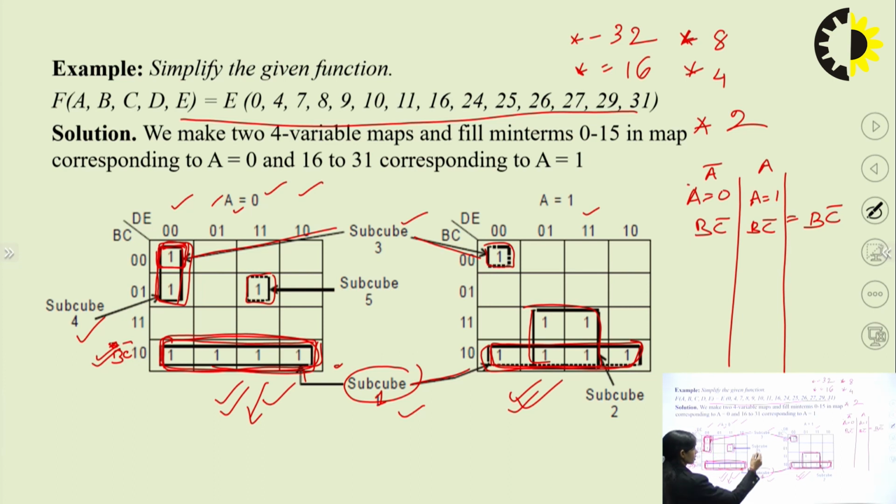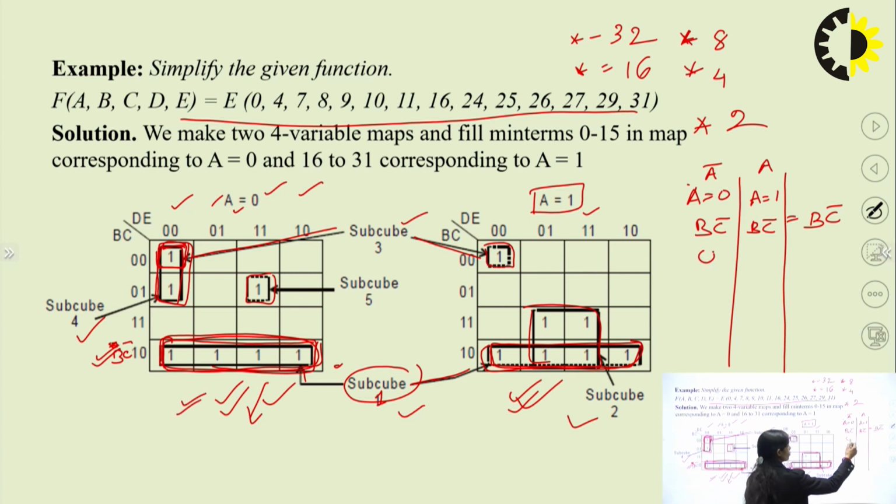After this, come to subgroup 2. Subgroup 2 is only present in K-map A corresponding to 1. There is no group present in K-map 1, so this is treated as 0. But in A, it is present in the form of a group of 4.